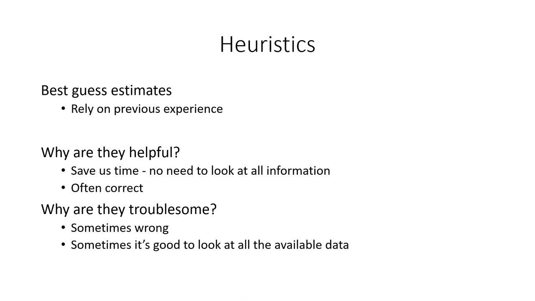So again, heuristics can be correct. And in general, we find that heuristics are often correct, but that doesn't mean that they're always correct because they're sometimes wrong. And that can actually cause problems, especially when we look at things like stereotypes that lead to racism.